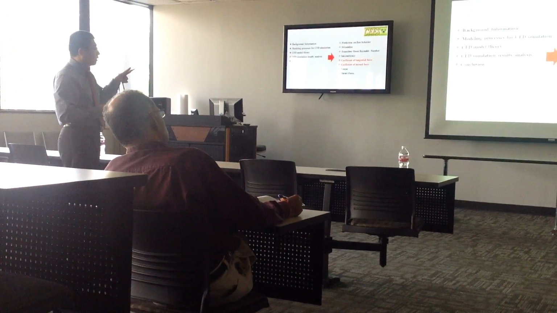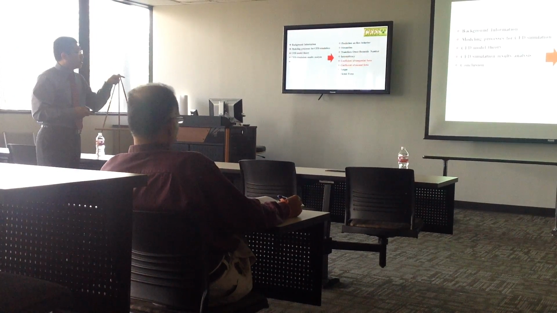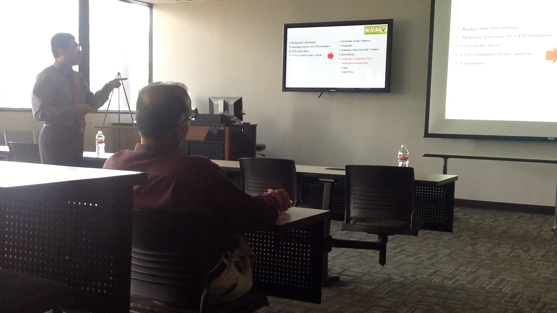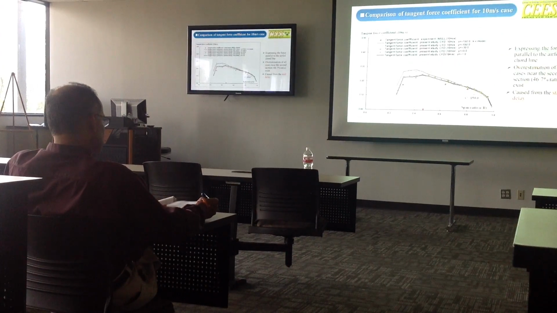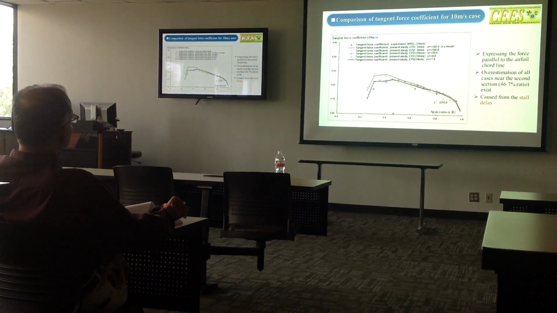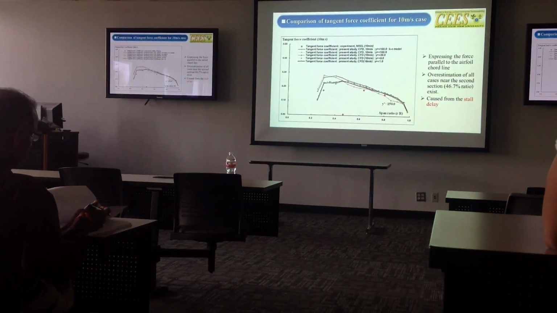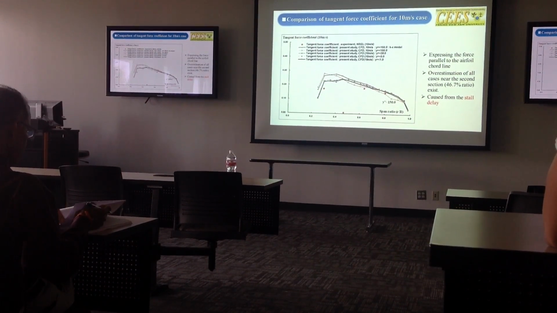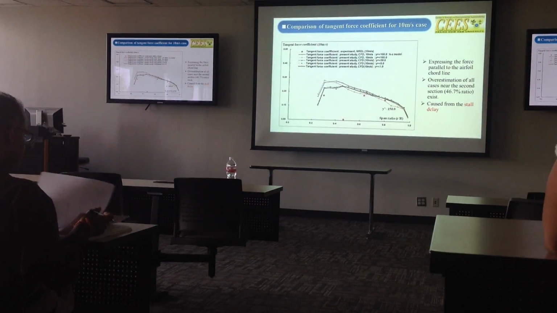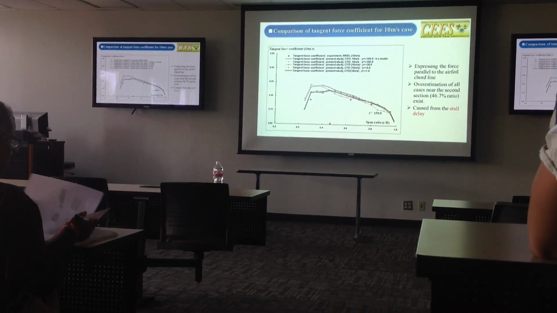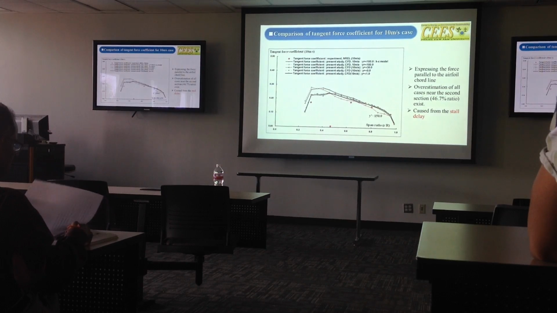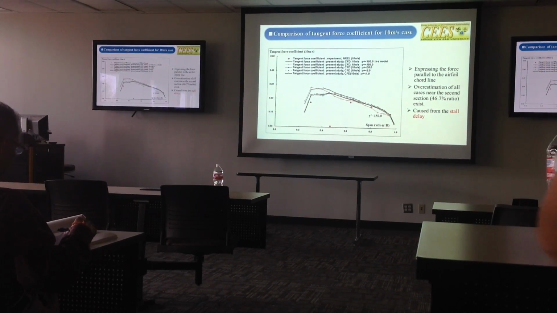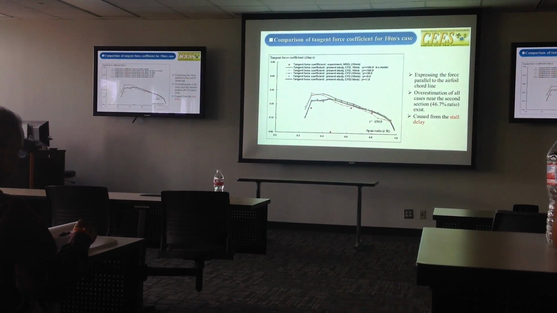Now we come to the coefficient of tangent force and the coefficient of normal force. These two important parameters, we're almost there. The tangent force is a force that is parallel to the airfoil chord line. So this is for the 10 meter per second case. You can see this red point is the experimental data, and this is our result.